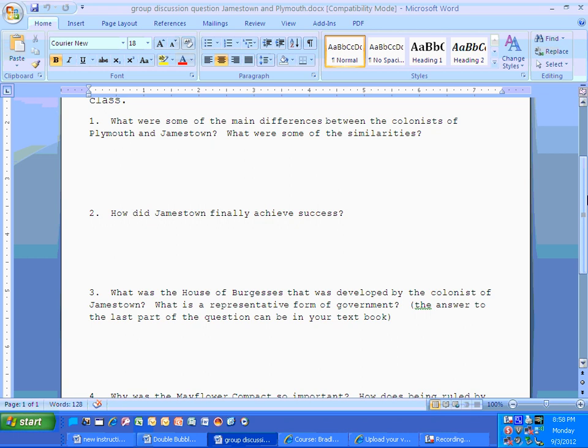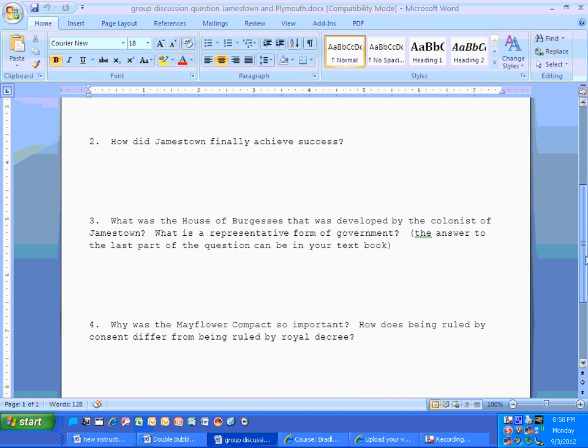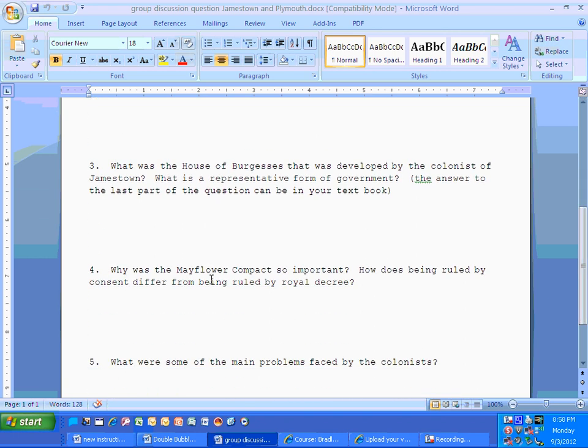What is a representative form of government? On the second part here, you can find that answer in your textbook. For number 4, why was the Mayflower Compact so important? And how does being ruled by consent differ from being ruled by royal decree? This part of the question is really important, and this is a very thoughtful question. How do these two things differ?